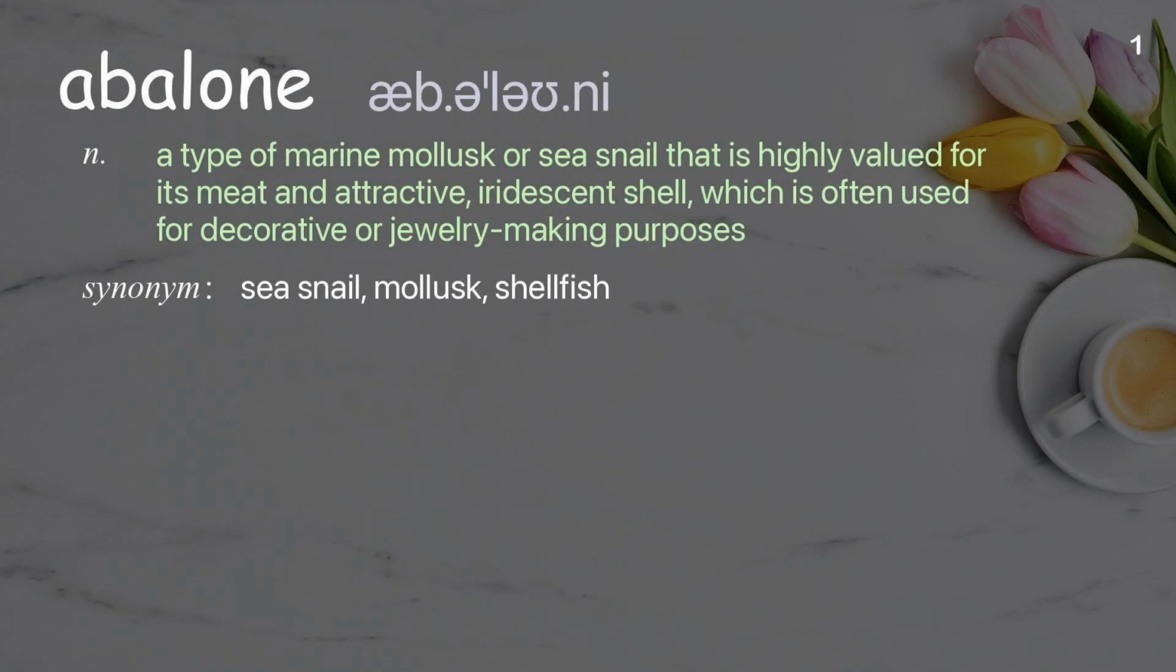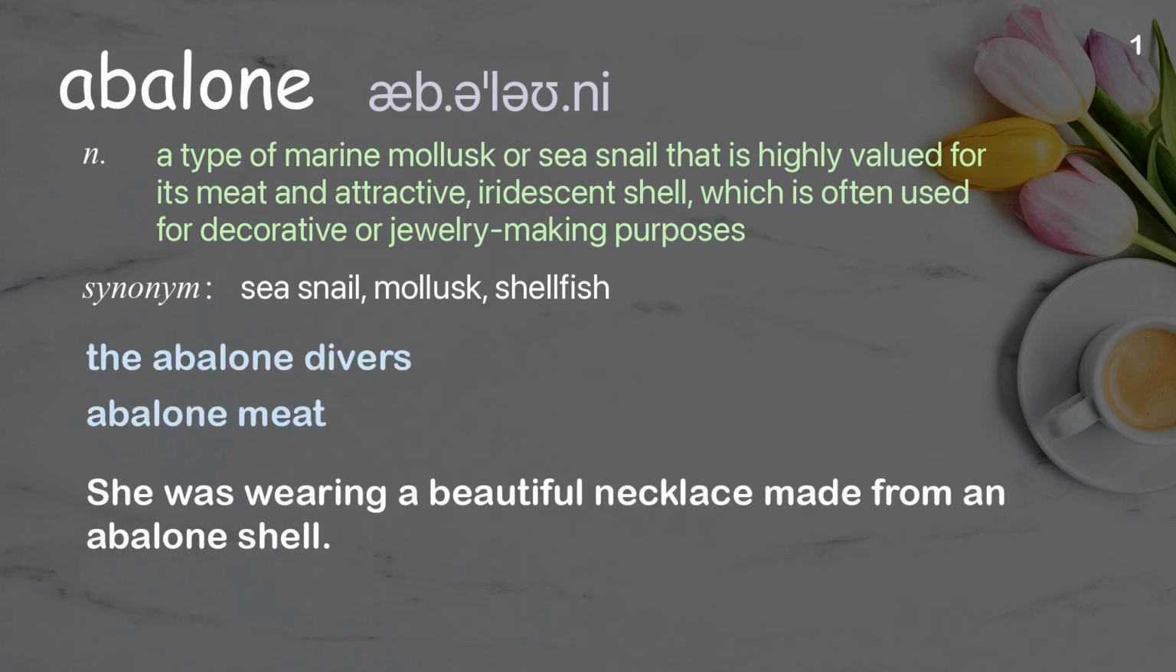Abalone. A type of marine mollusk or sea snail that is highly valued for its meat and attractive, iridescent shell, which is often used for decorative or jewelry-making purposes. Examples: The abalone divers. Abalone meat. She was wearing a beautiful necklace made from an abalone shell.